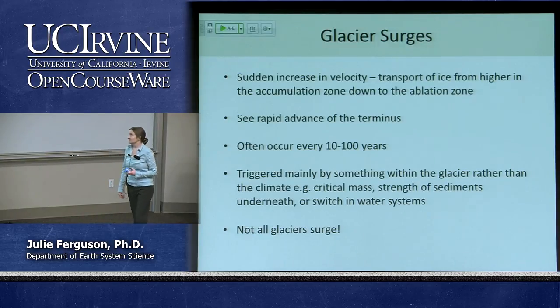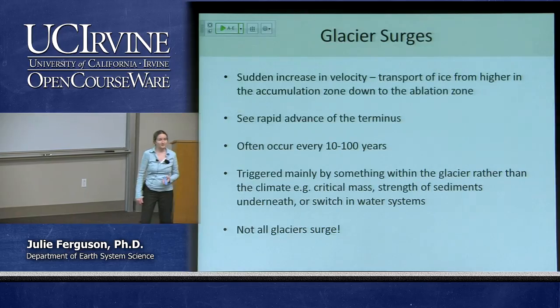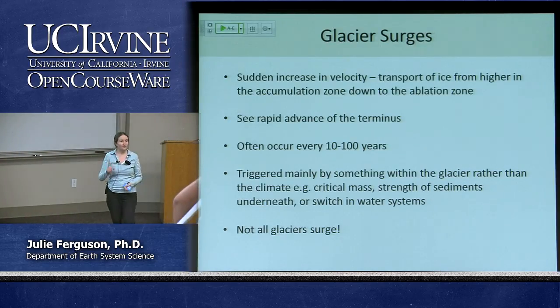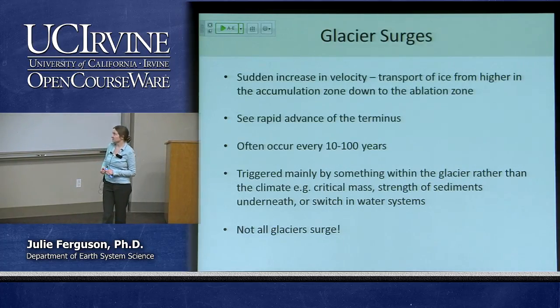Sometimes they occur periodically, so sometimes every 10 years, sometimes every 100 years, sometimes even longer than that. But those are the ones we've been able to observe. And each of the surging glaciers is ever so slightly different, so we can't really say one thing for all of them. We're going to look at one particular case study, but some of the triggers for these surges could be something to do with the glacier itself rather than the climate.